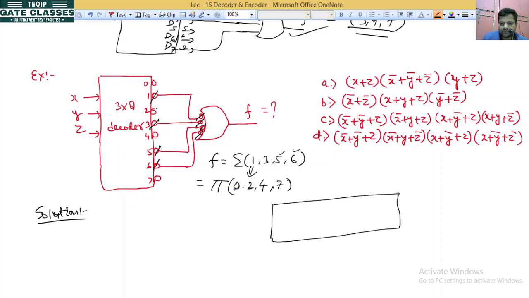So I am drawing the K-map here. It will be y plus z, y plus z bar, y bar plus z bar, y bar plus z. Now it will be x, x bar. It is 0, 1, 2, 3, 4, 5, 6, 7. This K-map is a maxterm K-map. Remember this.